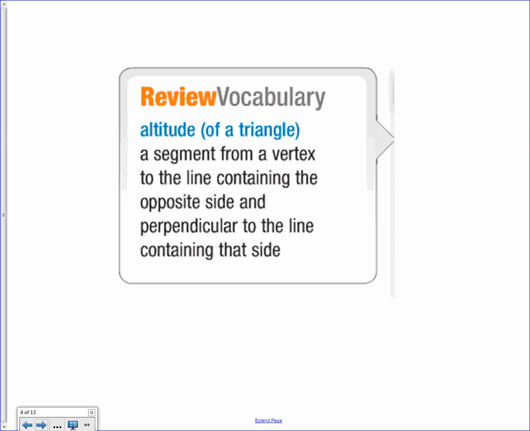Just a reminder again, an altitude is a segment from a vertex to the line containing the opposite side and perpendicular to the line containing that side. For the most part for us, it's going to look more like this. If we have a triangle, the altitude goes from the vertex and is perpendicular to the opposite side.